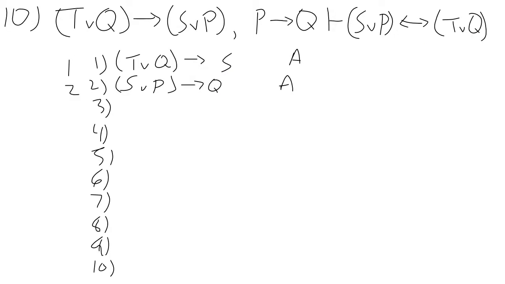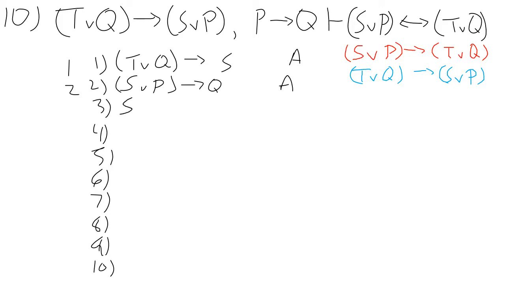Here on 10, we have another biconditional. We have S or P double arrow T or Q. So we need to find both of these conditional statements. And we don't find either of them in our premises. So that tells us that we're going to have to prove both of them separately and then put them together later. So to begin, let's assume S or P as a PA.